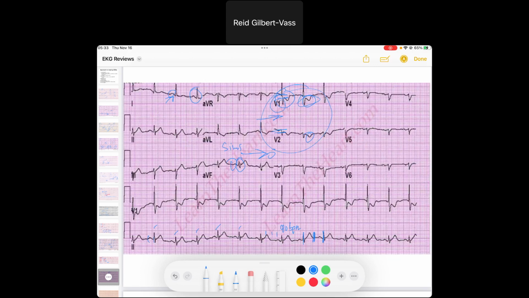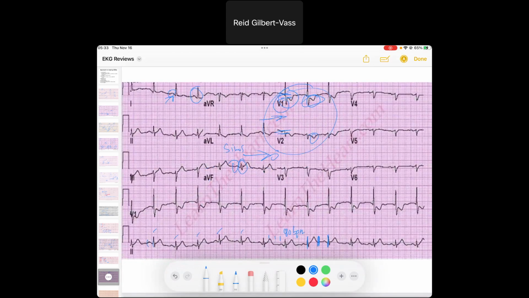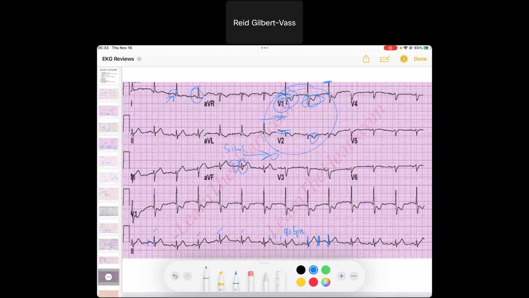And you could even say, it's hard to say, but there are some pretty big R waves in V1. That might be concerning for RVH, or it could be concerning for a hemiblock of some sort with this RS in lead 3. But regardless, we've got a sinus rhythm here, with some ST changes that are probably important to note.